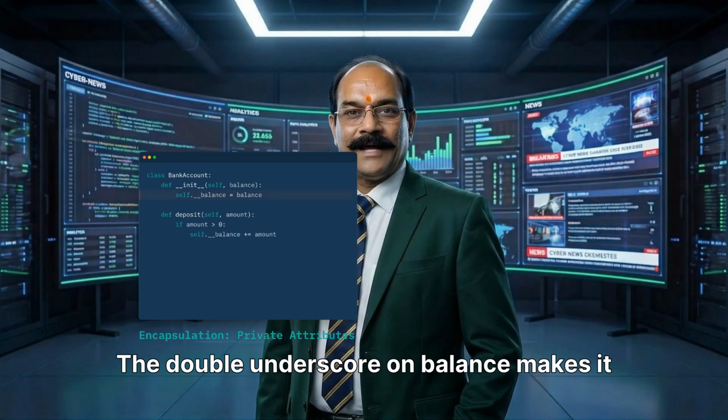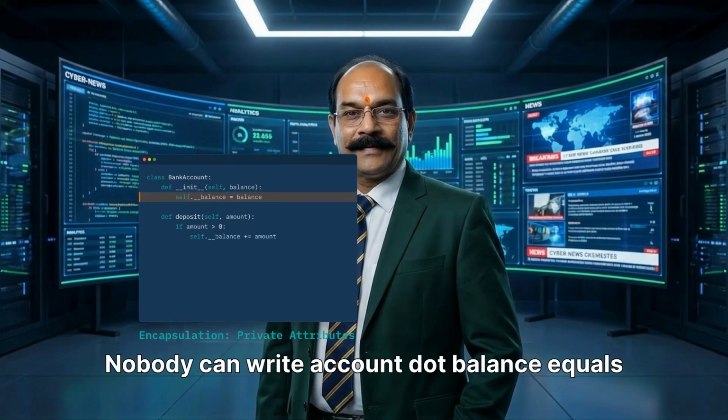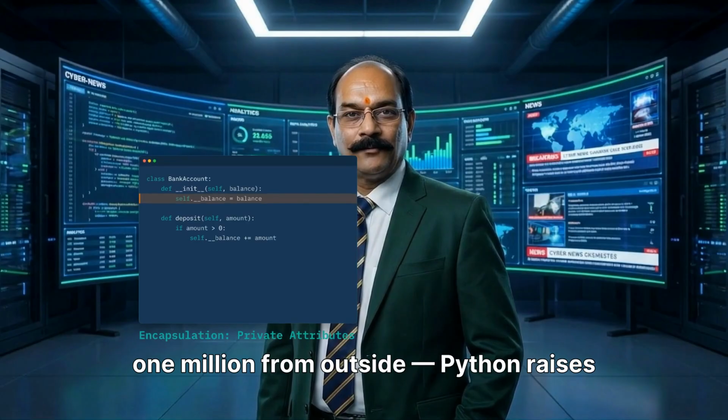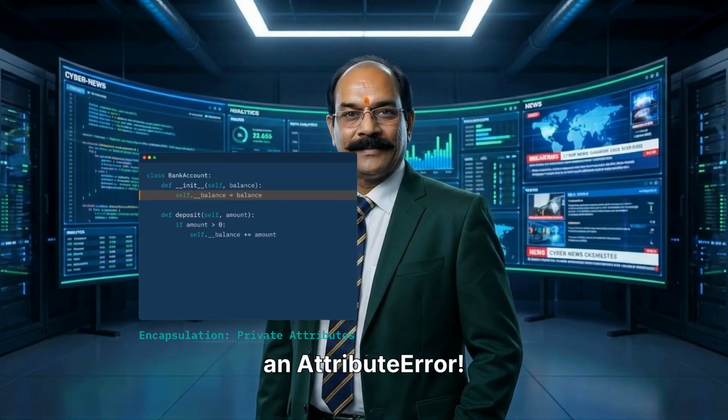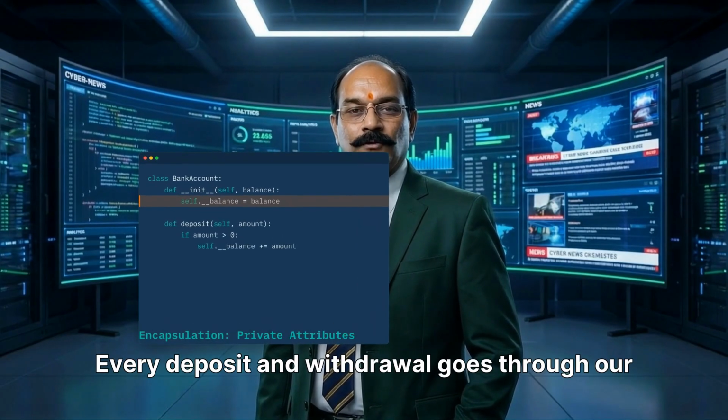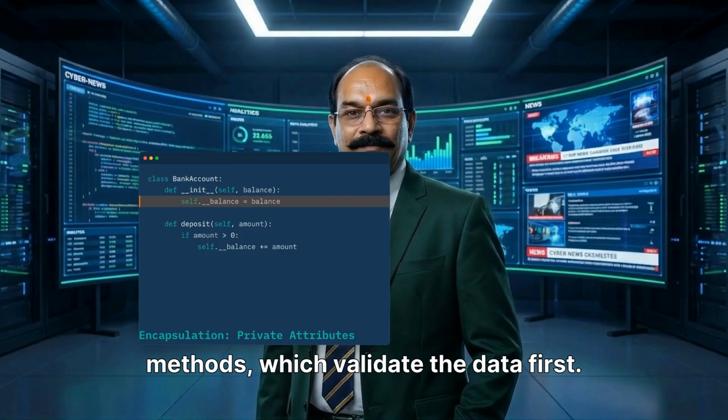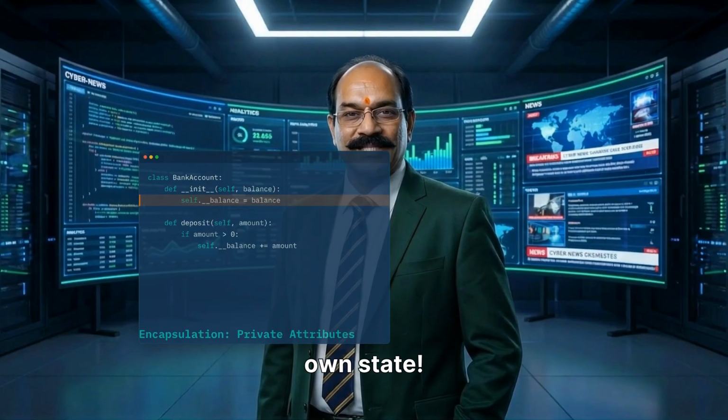The double underscore on balance makes it private. Nobody can write account.balance = 1 million from outside. Python raises an AttributeError. Every deposit and withdrawal goes through our methods, which validate the data first. The class is in control of its own state.